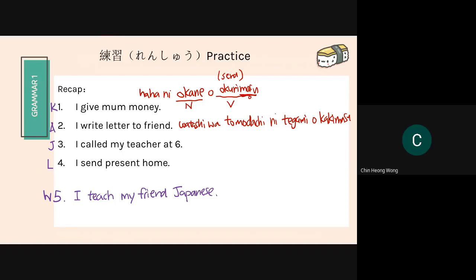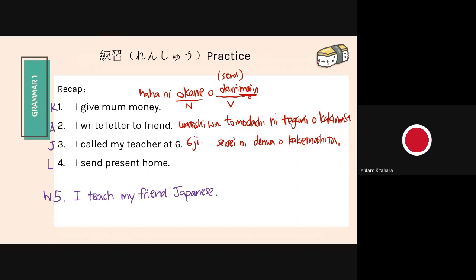Rokuji ni sensei ni denwa o kakimasu. Very good. Okay. So yeah, sensei ni, correct, call to my teacher, right? Denwa o kakemasu. Yeah, kakemasu. Past tense? Kakemashita. Kakemashita, okay. I also didn't realize it's past tense, but doesn't really matter. Okay, there's some information missing. Rokuji ni. Seikai, okay. Rokuji ni, yeah, correct.